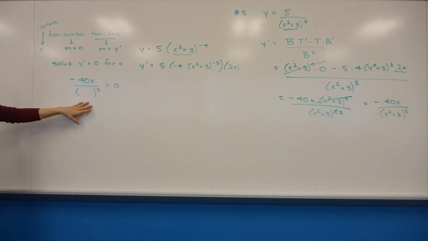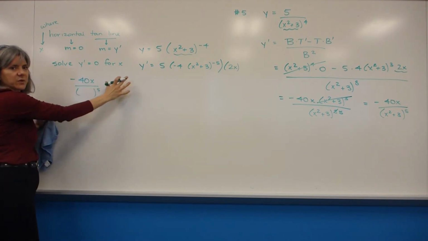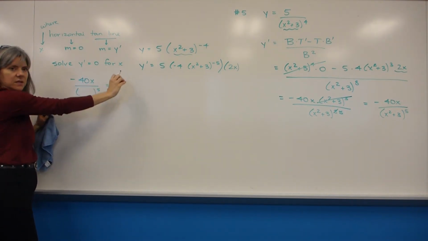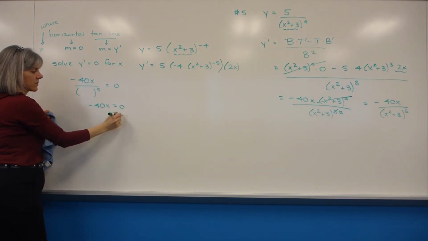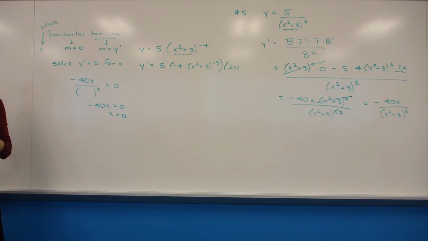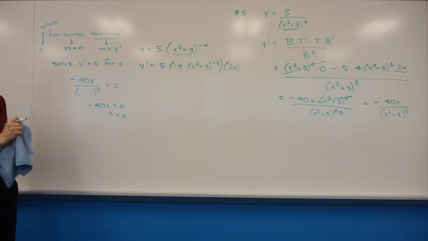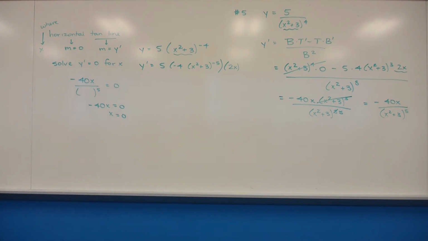Do I need to worry about the denominator? Can the denominator ever make this fraction 0? No. The only thing that can make this whole thing 0 is if the numerator is 0. So you can multiply both sides by that if it helps you, and that just gets sucked into the 0. So I get negative 40x equals 0, x equals 0. That is where this has a horizontal tangent line. I can find the slope. I can find the equation of the tangent line at any given point. But I would like to move on, so let's move on.